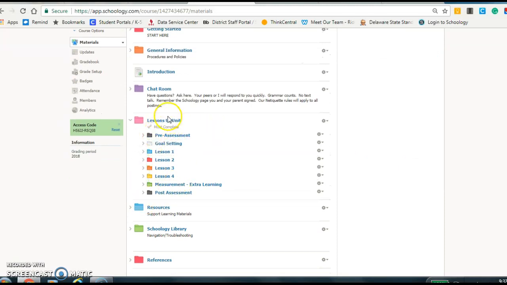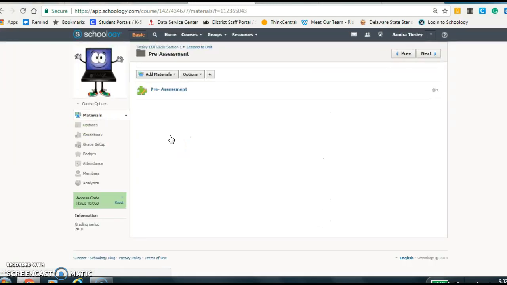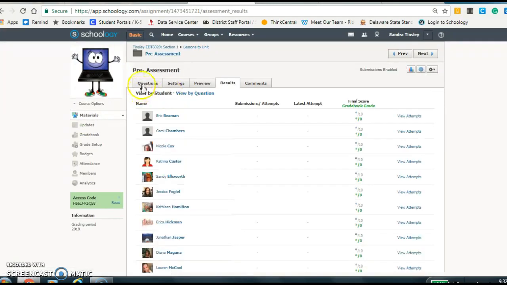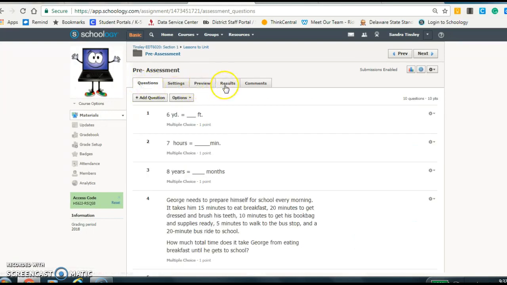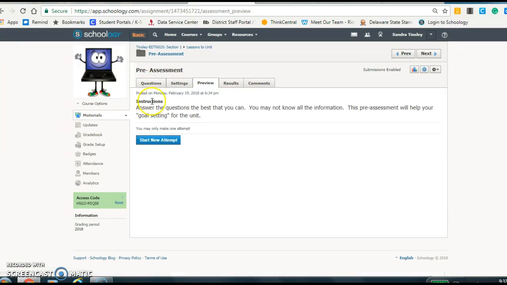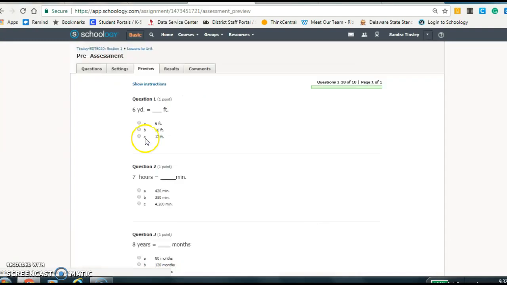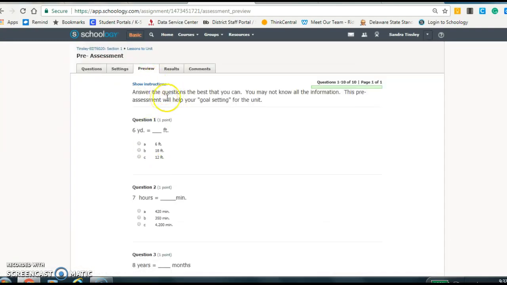They're in different colors, and it starts with my pre-assessment. My pre-assessment, we'll take a look at it, and we'll preview it, and the instructions are important. It says answer the questions the best you can. You may not know all the information.